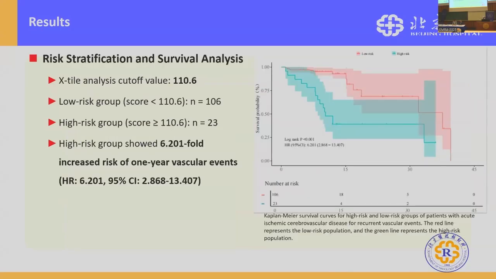Based on X-tile analysis, the cutoff value for high-risk and low-risk groups was 110.6. The high-risk group had a risk of one-year vascular event recurrence about 6.201 times higher than the low-risk group.